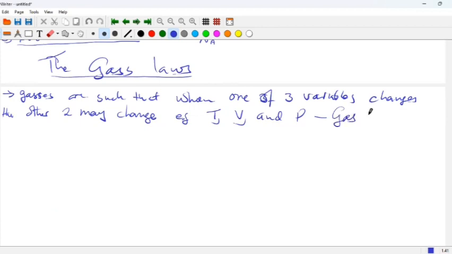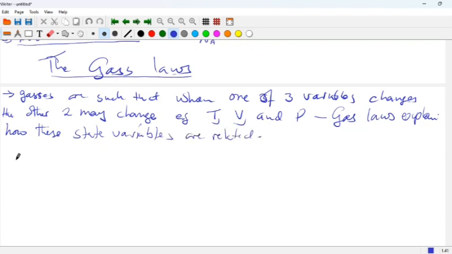So we find out that the gas laws explain how these state variables are related to each other. That's what the gas laws do. The first gas law we are going to deal with is Boyle's law. The names of these laws are related to the names of the people that discovered the laws.